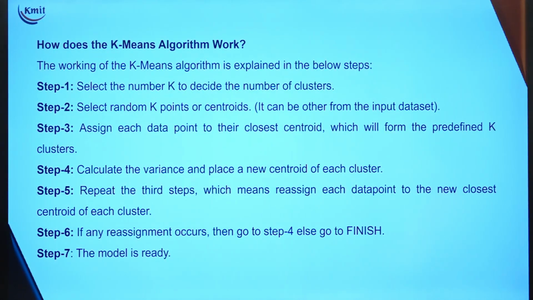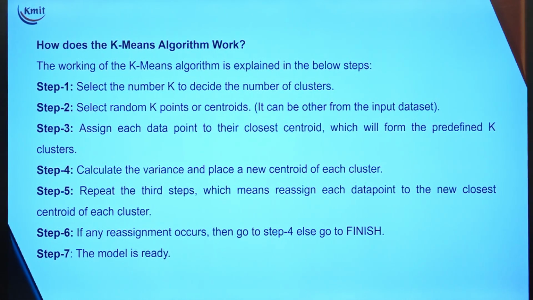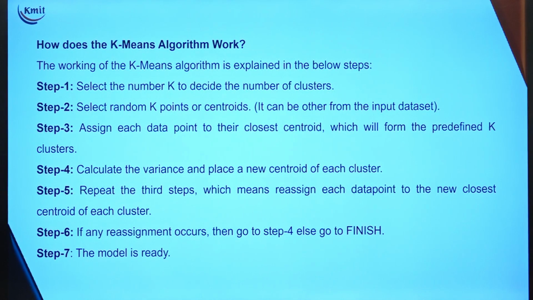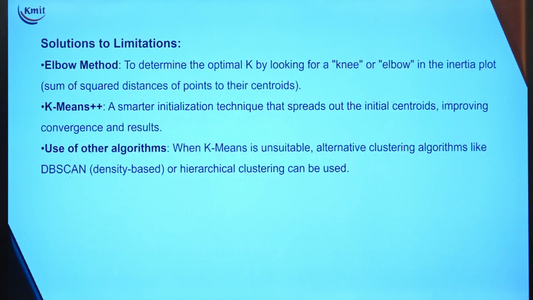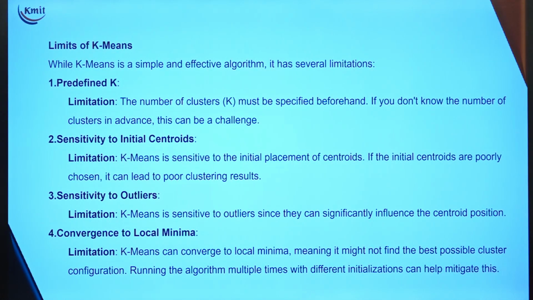First, you have to select the number k to decide the number of clusters you want. Second, select random k points or centroids within the data set, or you can choose new data points. Third, assign each data point to the closest centroid, which will form the predefined k clusters. Fourth, calculate the variance and place a new centroid for each cluster, and repeat the steps, which means reassign the data. If any reassignment occurs, go to step 4 and repeat the process, and then finish, so that the model is ready. So this is how your k-means clustering algorithm works.